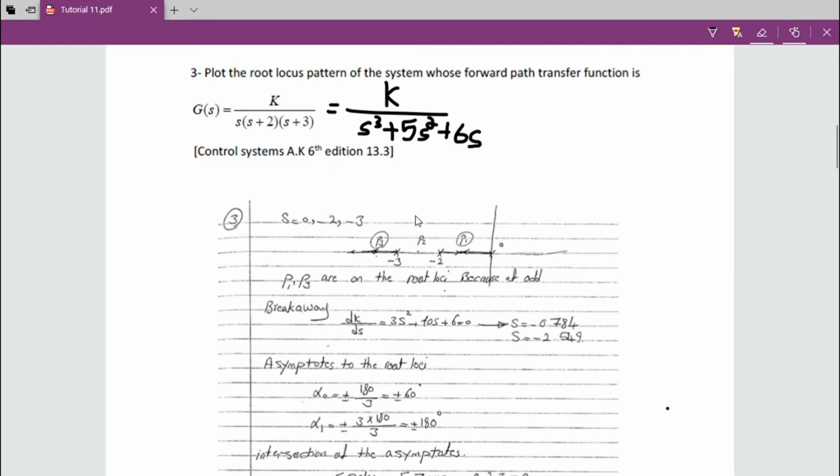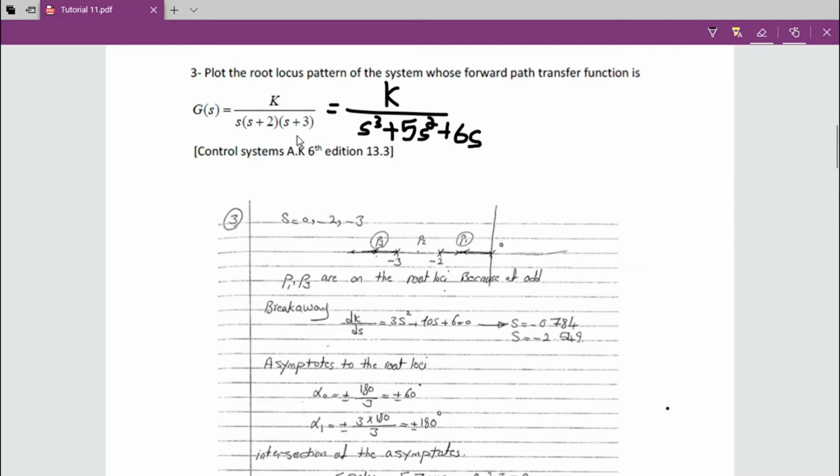Number of branches: how many branches will there be? 1, 2, and 3. So the number of branches is equal to the number of poles. So there will be 3 branches. It will be symmetric about the real axis.